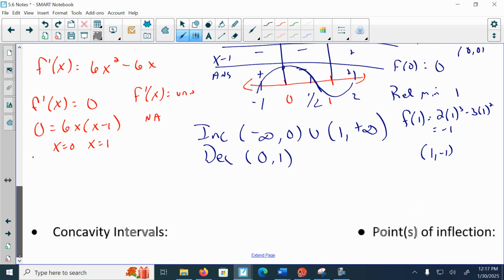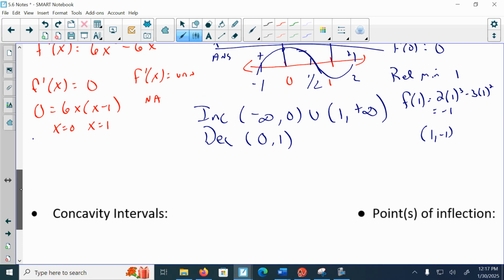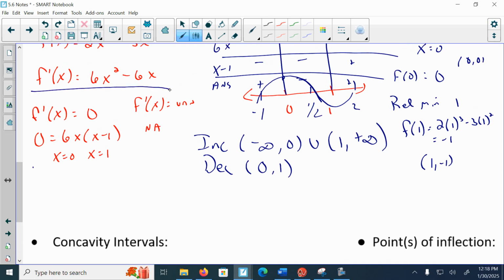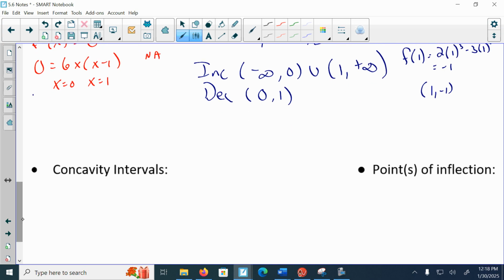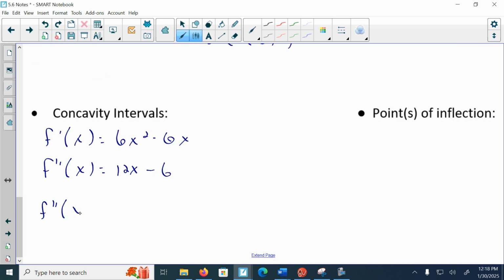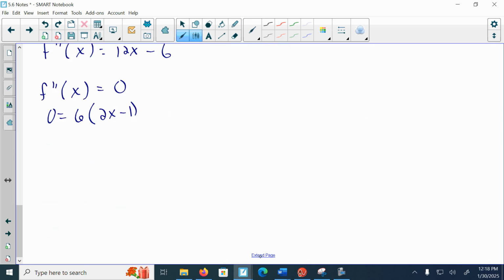And then I'm just going to talk about concavity. So I'm going to go up here to my first derivative, which was 6x squared minus 6x. And now I'm going to find the derivative of that, and I'm going to get 12x minus 6. I'm going to set that equal to 0. So 0 is equal to, factoring out 6, 6 times 2x minus 1. So then when I set that equal to 0, divide by 6, 2x minus 1 is equal to 0, x is equal to 1 half.